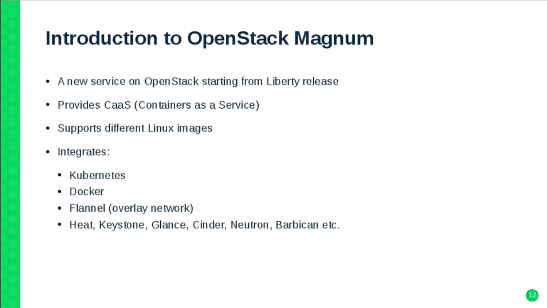So with Magnum, we can use different Linux images to deploy Kubernetes. Of course, we will show how to do this with SLES, but we can also do this with openSUSE or some different Linux images. And of course, it integrates the main components which were already mentioned by Flavio, like Kubernetes, Docker, Flannel, and it is also using the OpenStack components like Neutron, Glance, Cinder, Nova, and for example Barbican or Keystone.